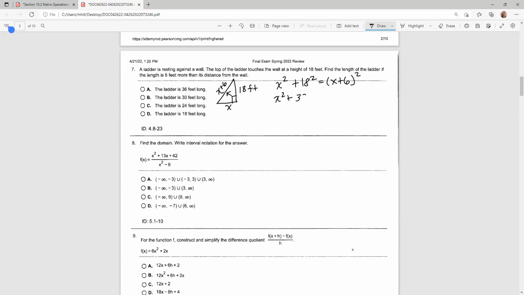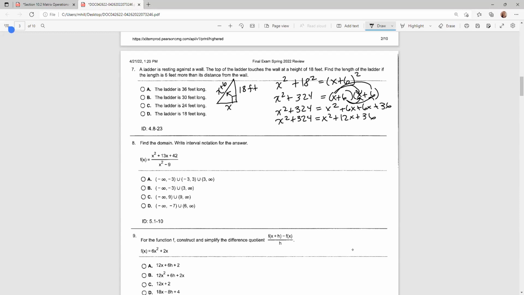18 squared is 324. And then this is where a lot of people are going to mess up on this one. They'll say X plus 6 squared is X squared plus 36. And it's not. It's X plus 6 times X plus 6, and that's not X squared plus 36. You need to actually multiply that, FOIL it out. So X squared, that's the first. Outer would be 6X. Inner would be 6X. Last would be 36. So X squared plus 324 equals X squared plus 12X plus 36.